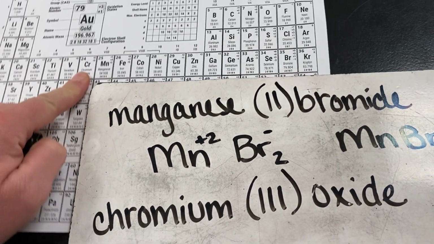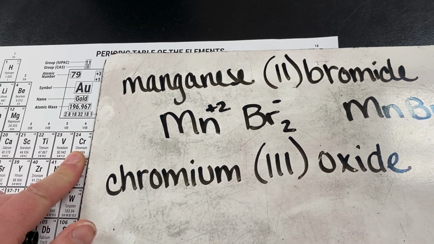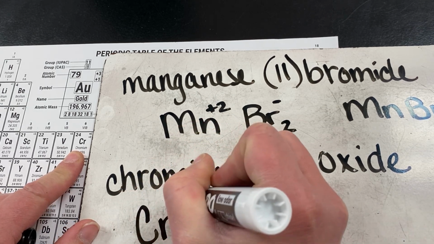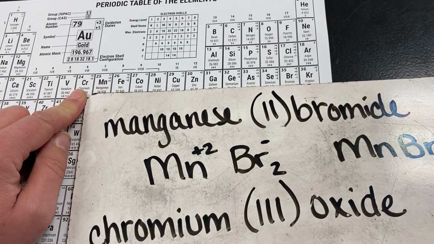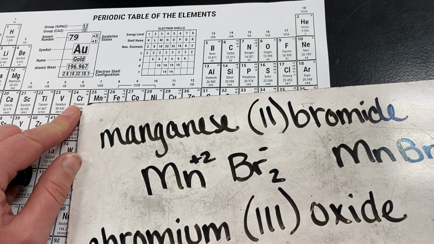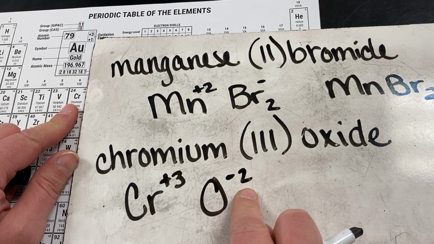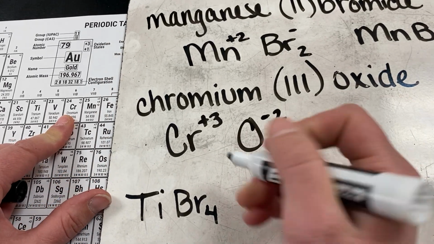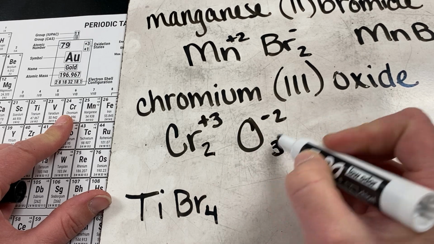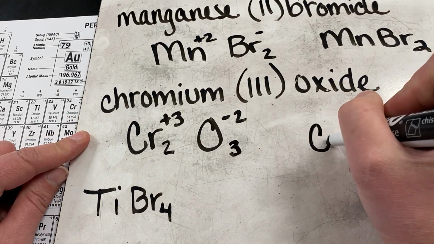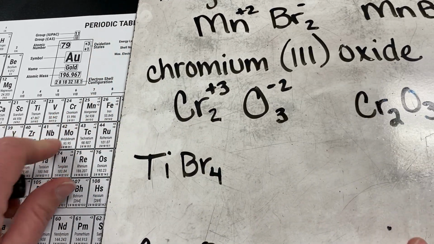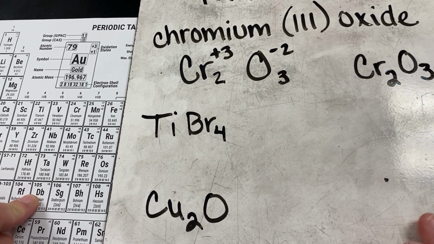Chromium is right here, that's Cr. And it's telling us it's a charge +3. Cr +3. And then we've got oxygen, and oxygen is a -2 charge. And here we go, we've got a +3 and a -2 charge. So we're going to have 2 of these will give us a +6, and 3 of these will give us a -6. So we're going to have Cr2O3 for our final.